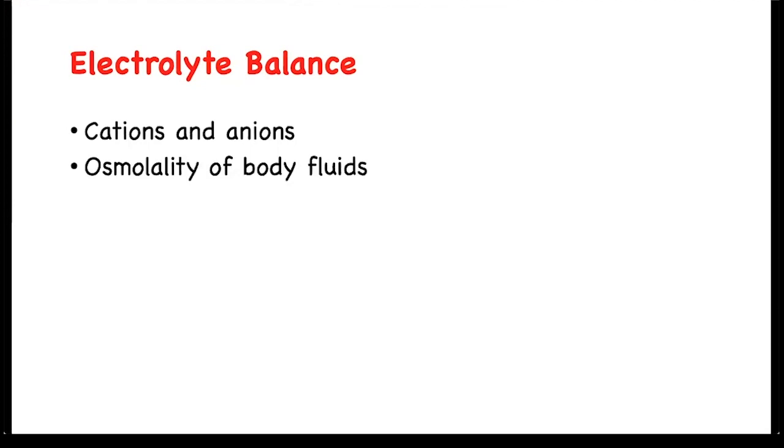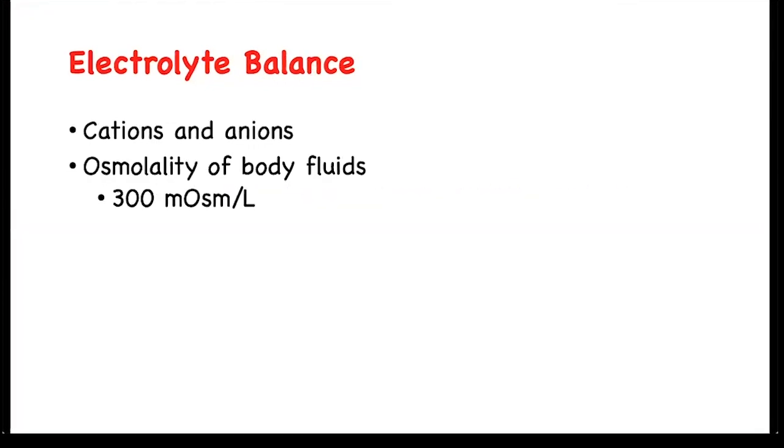The osmolality of your body fluids is the amount of solids in your fluids. Your body fluids have an osmolality of about 300 milliosmoles per liter. There are variations, however. Recall that in the kidneys, the interstitial fluid surrounding the collecting ducts has an osmotic gradient.